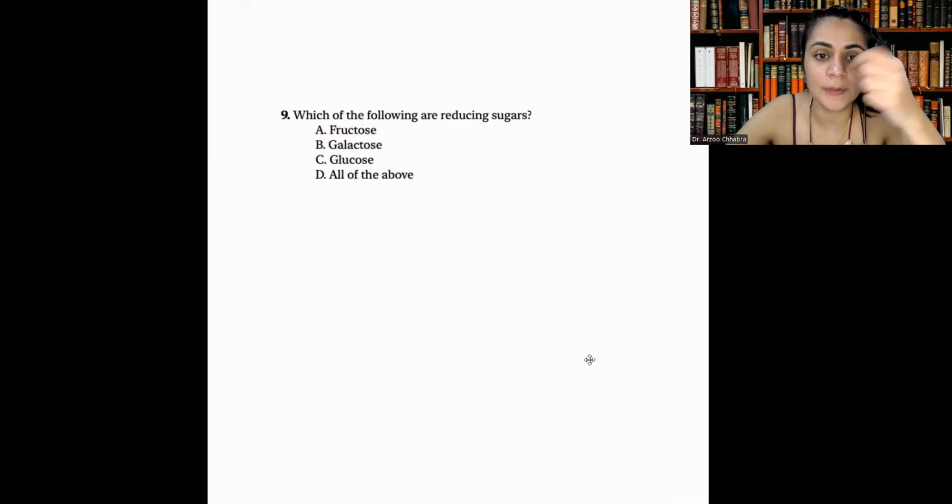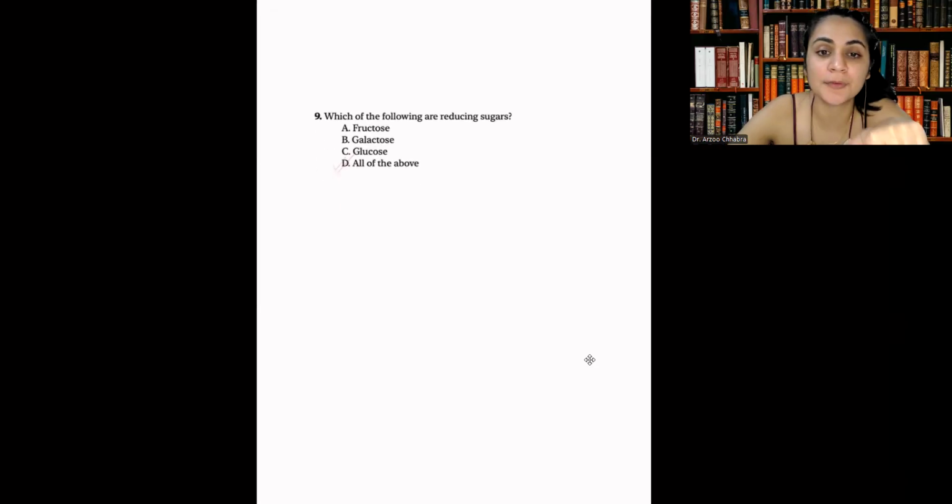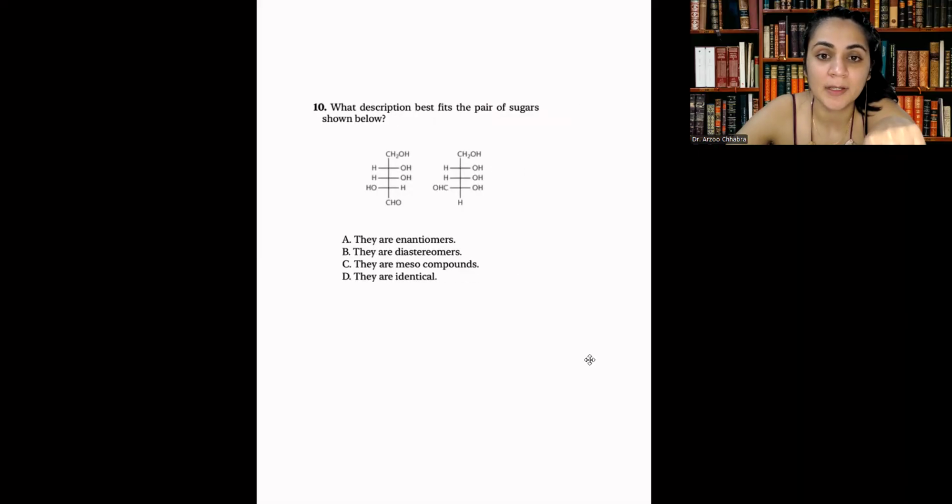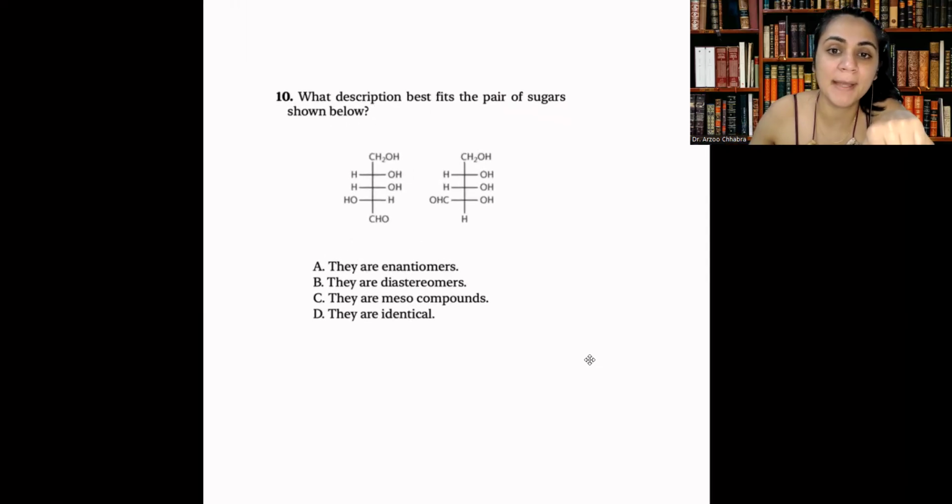Which of the following are reducing sugars? We do know that fructose, galactose, and glucose all have aldehydes present in them. Therefore, all of the above are reducing sugars. What description best fits the pair of sugars shown below?